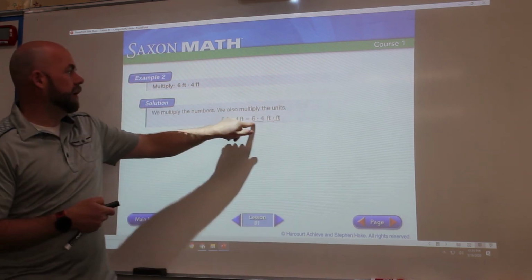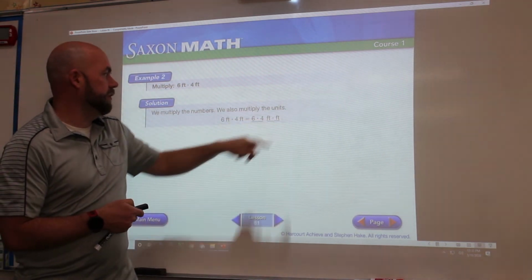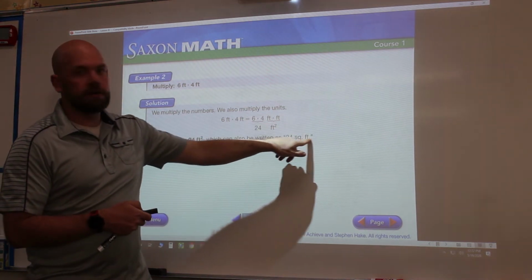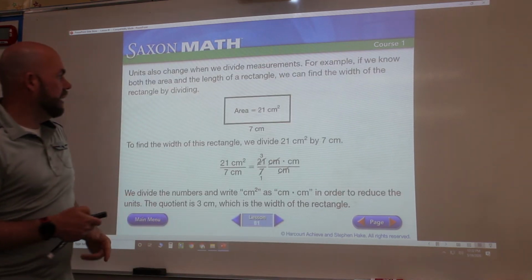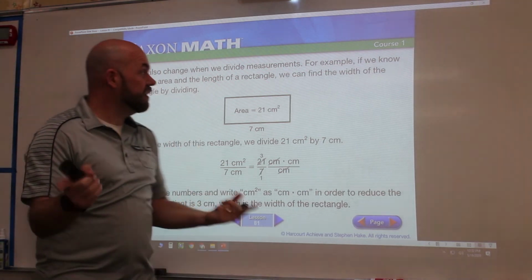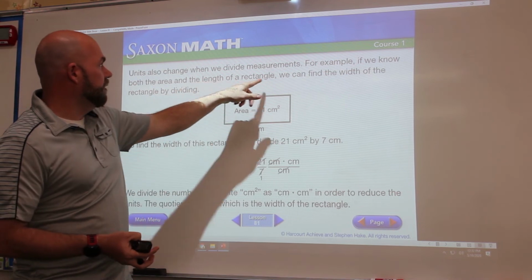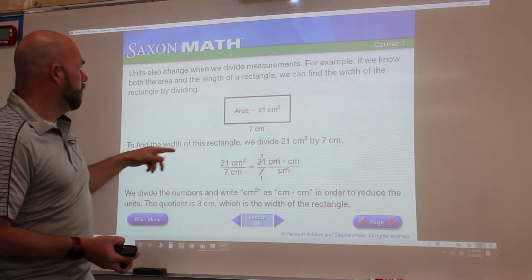And they're just going to brace those together, 6 times 4 and feet times feet, do the same thing, 24 feet squared, or the other way to write it, squared feet. Alright, now here's what we haven't done. We haven't done division. So here, if we know both the area and the length of the rectangle, we can find the width by dividing.